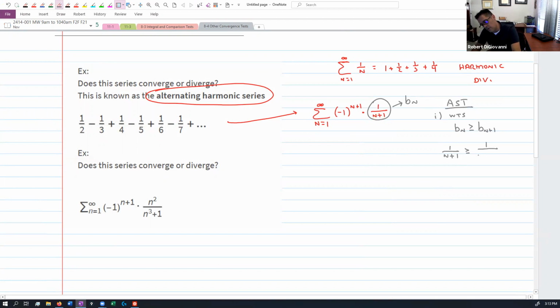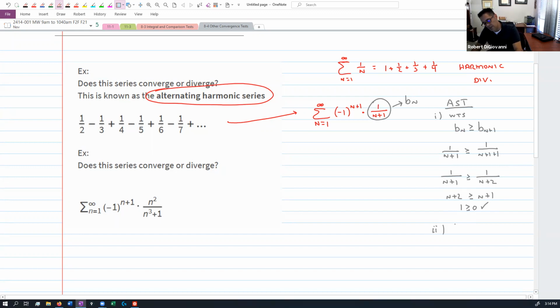So we get 1/(n+1+1). We need to show that 1/(n+1) is bigger than or equal to 1/(n+2). If we do our little cross multiply, we get n+2 is greater than or equal to n+1. We can subtract n on both sides, subtract 1 on both sides. We get 1 is bigger than or equal to 0. That's true, so it does decrease. First condition is met.